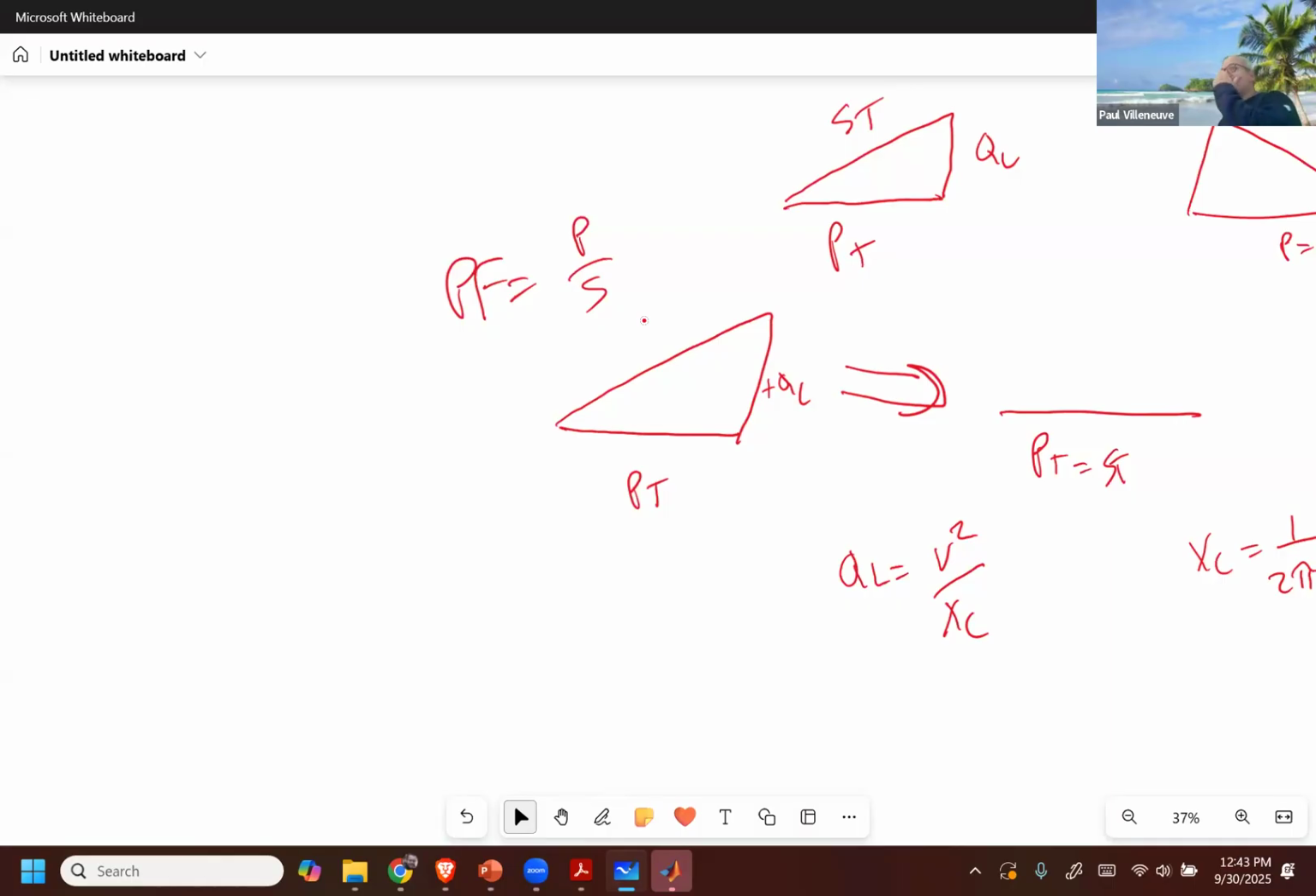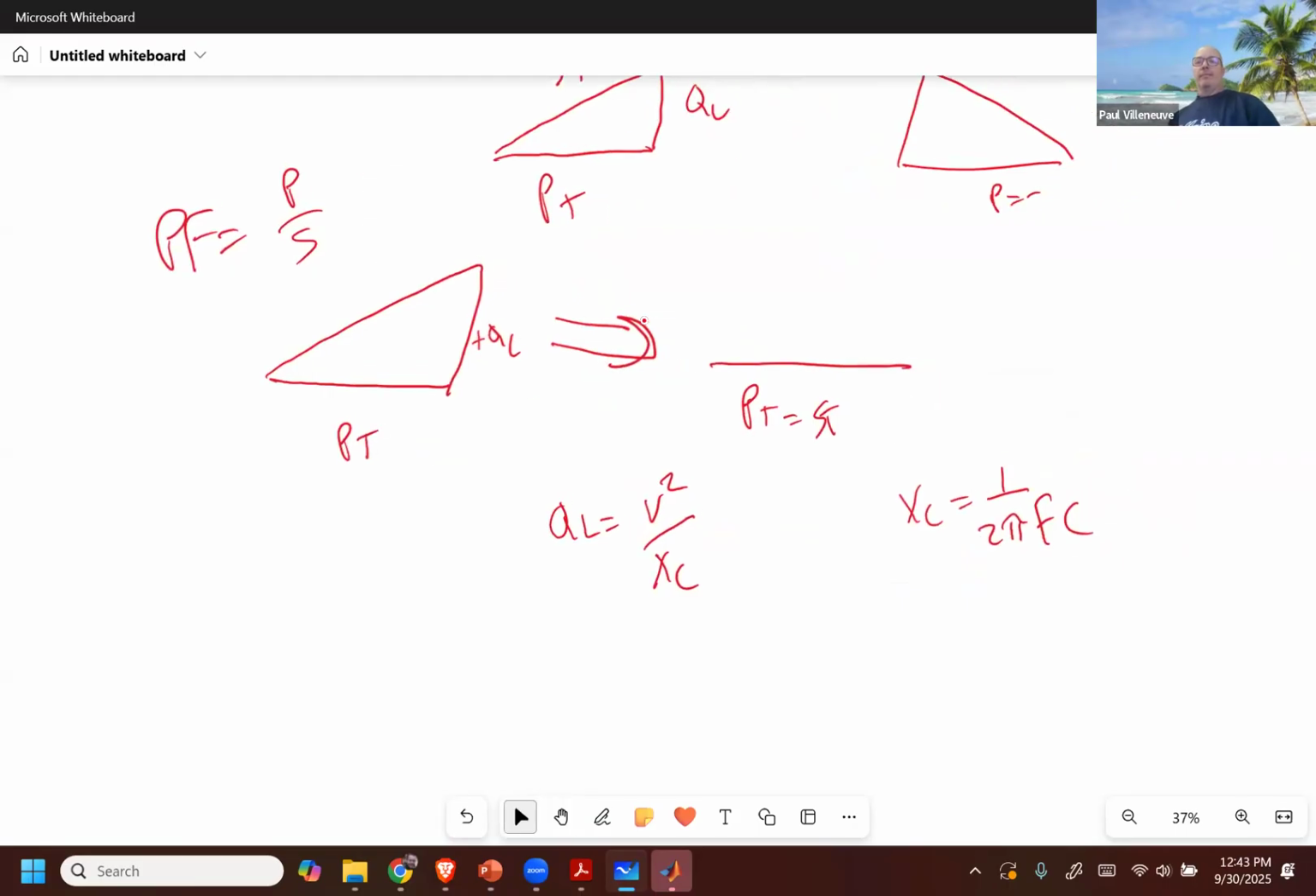That's it for page 1. Questions on page 1? Yes, sir. Real quick, XC, the formula kind of cut off there, is it 2 pi frequency of the capacitor? Yep. We derived that at the beginning of the semester. We came up with how that comes up, how that is developed.